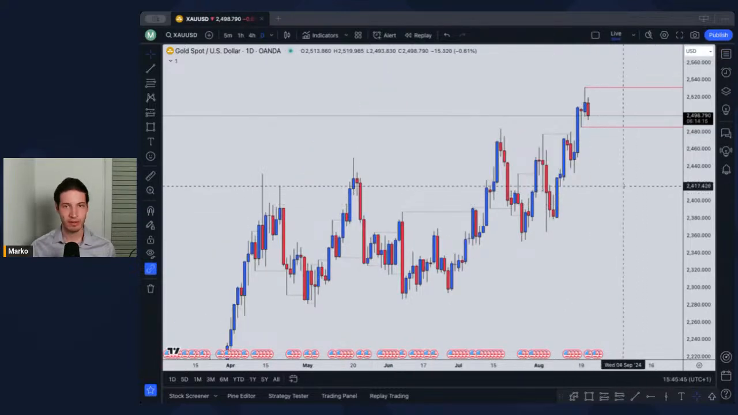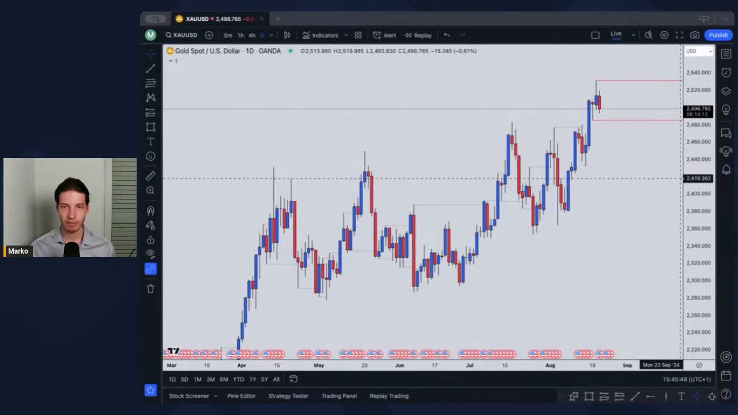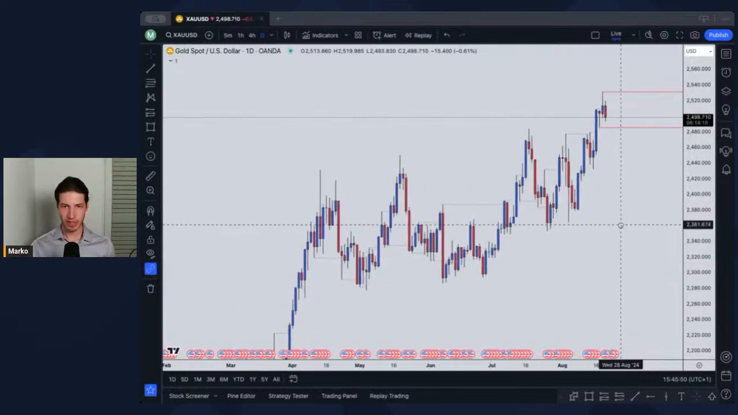Gold. Oh my god, gold actually broke the high. That is good to see. So I was definitely looking at this.